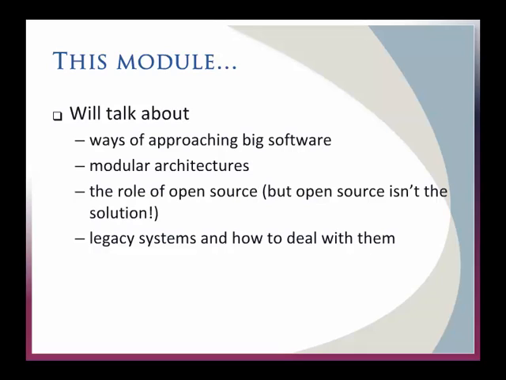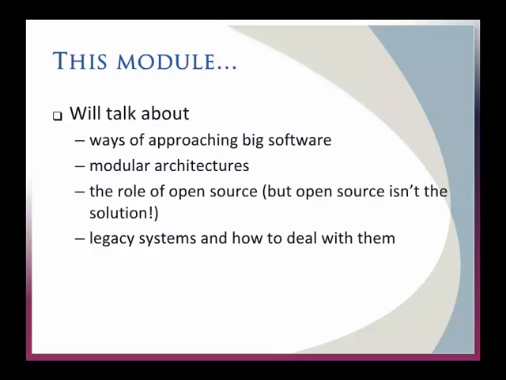So we're going to talk a little bit about how you deal with big software. Architecture isn't all that important, really, if you're talking about some little toy thing you're going to build. It really becomes important when you've got big, expensive stuff with maybe tens of thousands or hundreds of thousands of lines of code. We're going to talk about modular architectures. We're going to talk about the role of open source, but if you recall from our open source module, that's not the solution. In fact, you can get some of the same problems with open source that you'd have with proprietary software if you don't think about architecture.